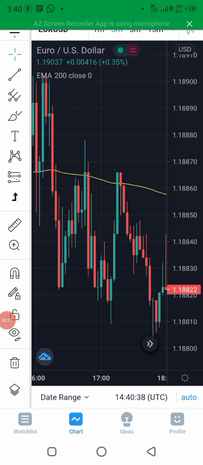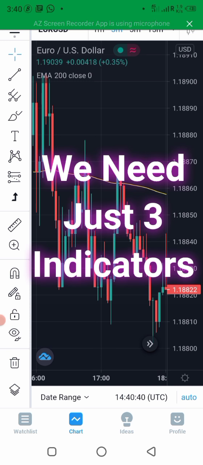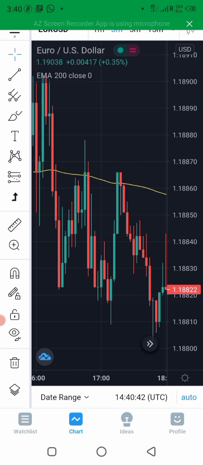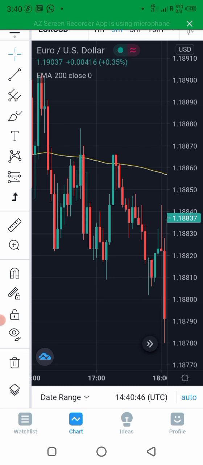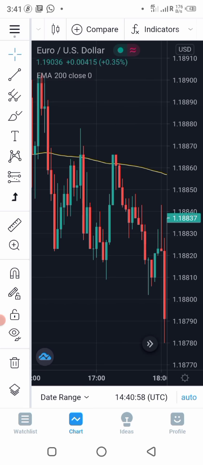Alright guys, so for this strategy we'll be needing just three indicators. So we'll be needing the 200 EMA, which is this golden line you can see on my chart. The EMA stands for the exponential moving average line, 200 period. And we'll be needing one more called the RSI.